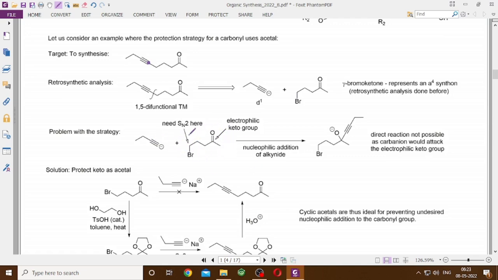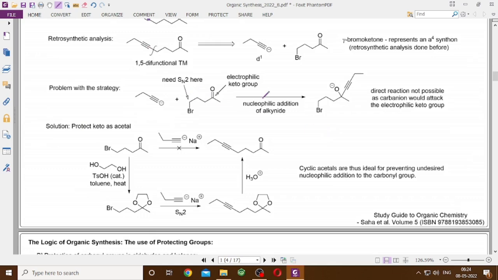electrophilic molecule, if you add the alkyne anion directly, then the alkynide will attack the carbonyl group and will form a tetrahedral intermediate, a propargyl alkoxide, something like a tertiary alkoxide. So you cannot possibly do this reaction and hope that this will work. So what to do? You need to protect this carbonyl so that the nucleophilic addition is suppressed. So protect as an acetal.